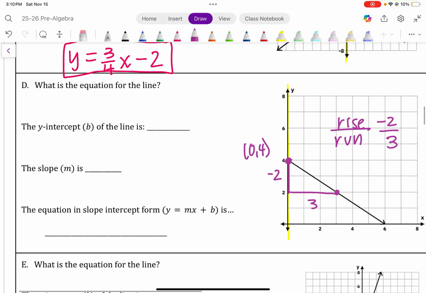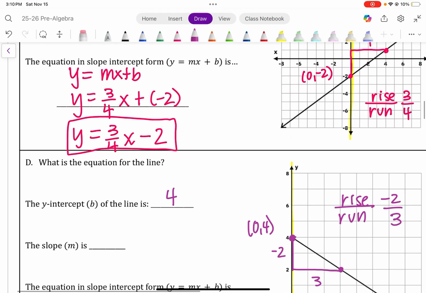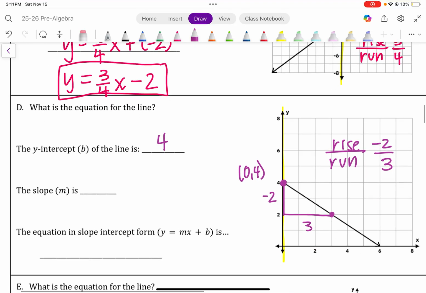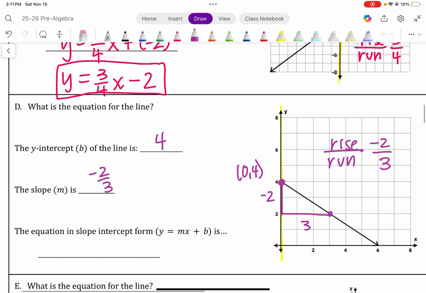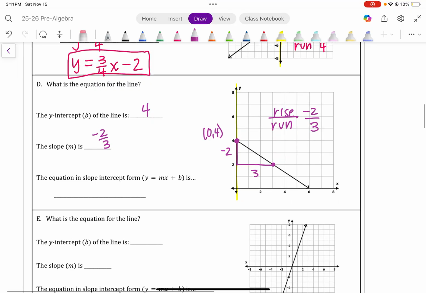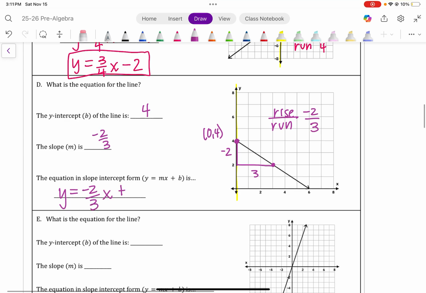So my slope is negative. Let's see, my b value is 4. My slope is -2/3. And when I substitute in for y equals mx plus b, m is -2/3, and my b value is 4.